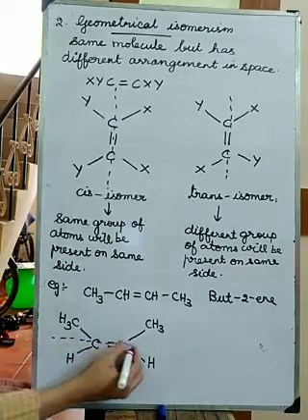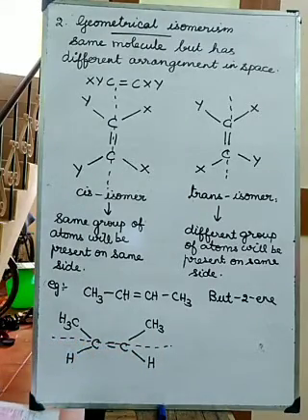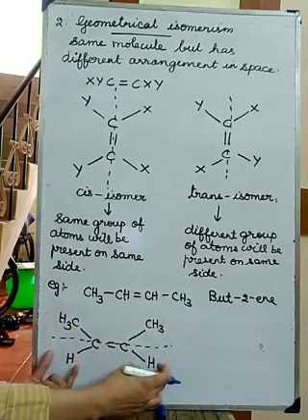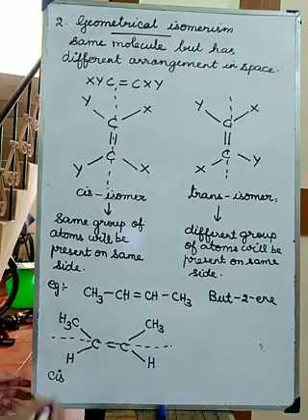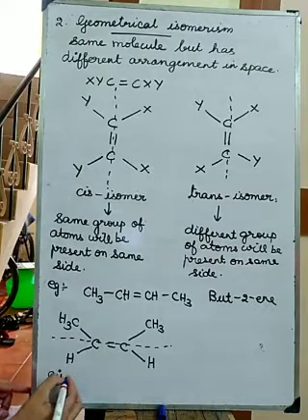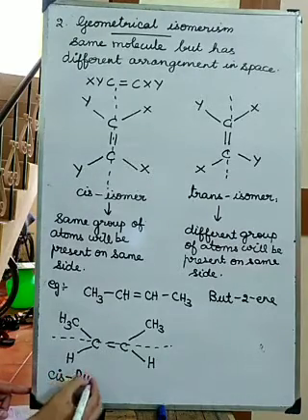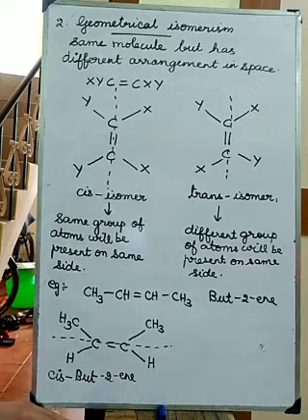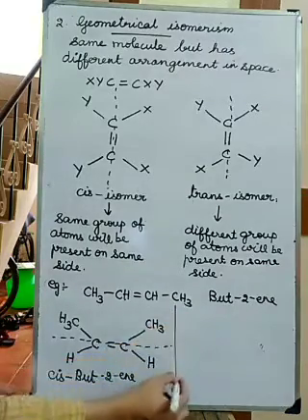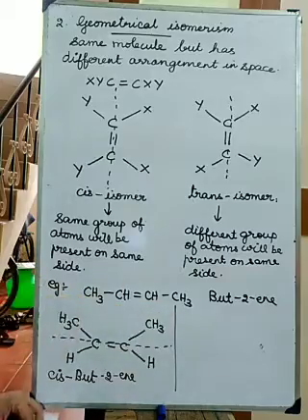So when I divide it like this, what am I getting? Same groups are in the same side. So what is this isomer called? Cis isomer. So I will call it cis-but-2-ene. What will be the name? Cis-but-2-ene. How will I draw trans-but-2-ene?